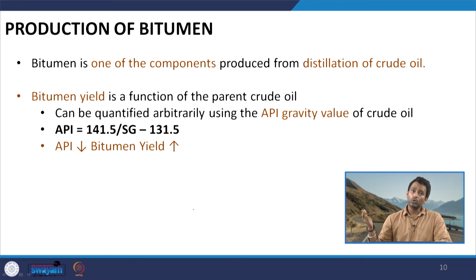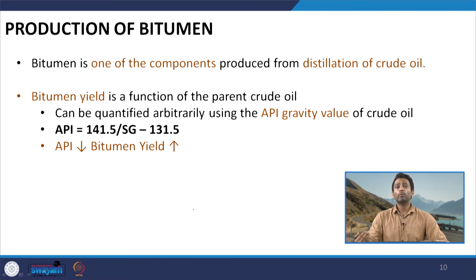As crudes from different locations are unique in themselves, they can differ significantly from each other, and therefore the bitumen yield from different crude sources can also differ significantly. Some crudes produce larger quantities of bitumen, and these are called heavy crudes, and some crudes produce relatively lower quantities of bitumen. So, the bitumen yield of any crude oil can be indirectly determined using an empirical parameter which is called the API gravity value.